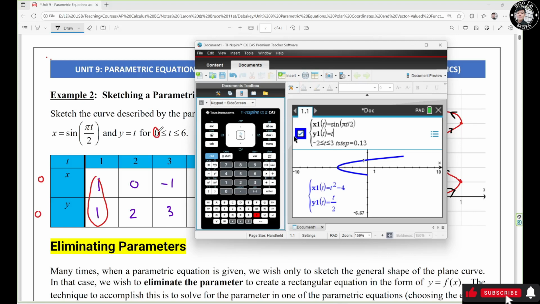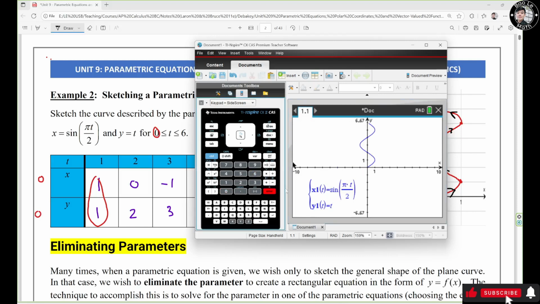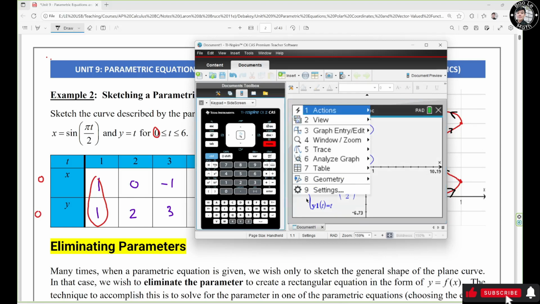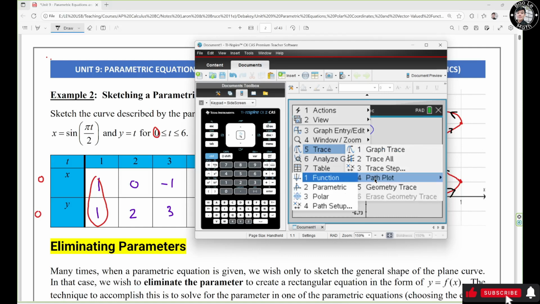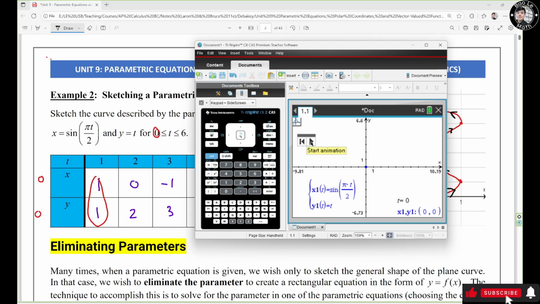Now the value of t is from 0 to 6, so you need to override this one. 0 and 6. You hit enter, it's going to be right here, exactly. Now if you want to see how the graph moves, you just press menu, go to trace, number 4 and number 2. Press enter.